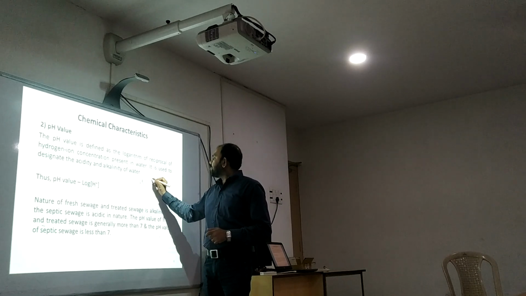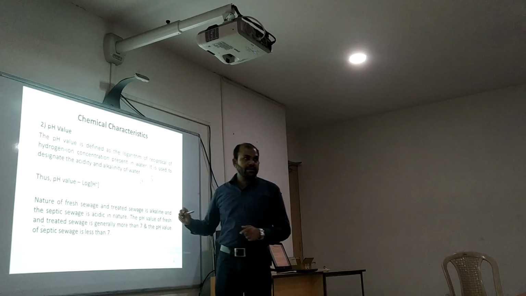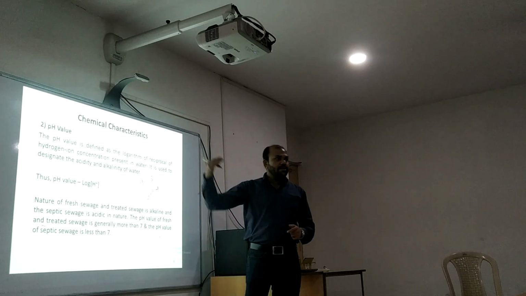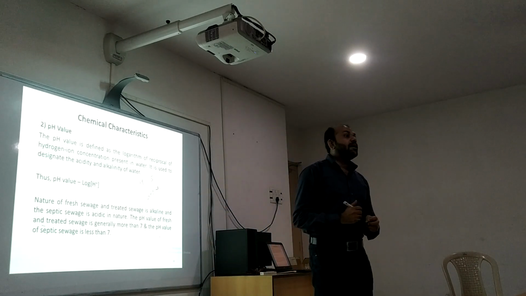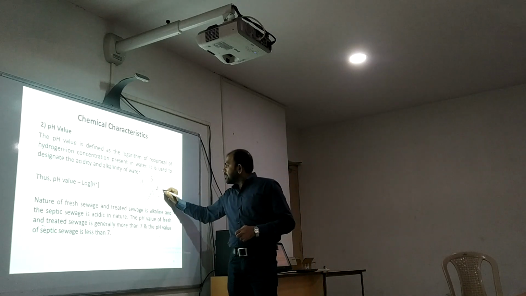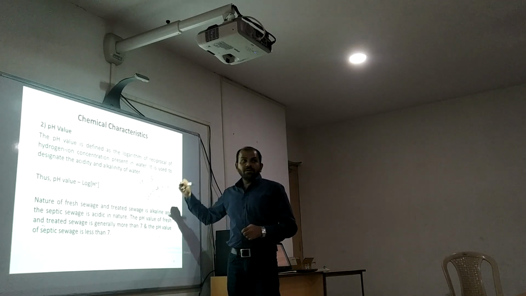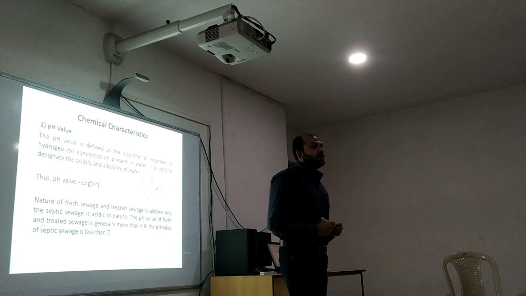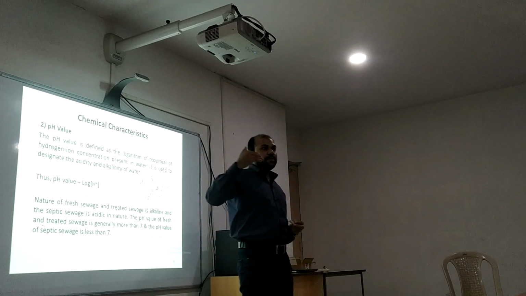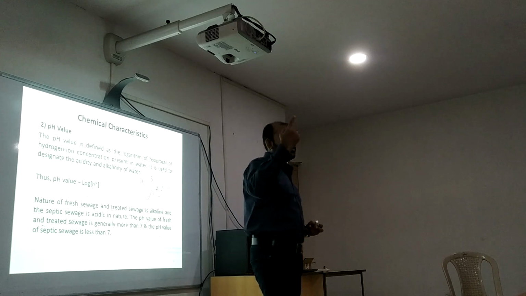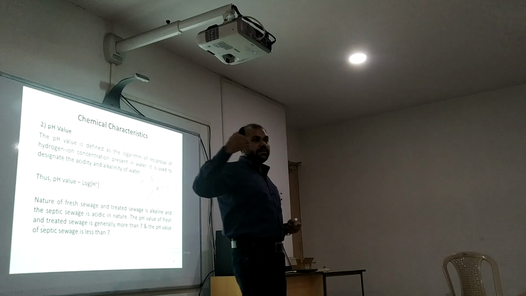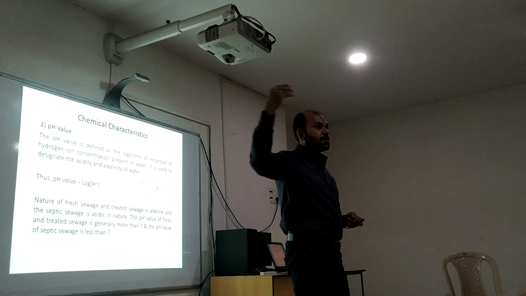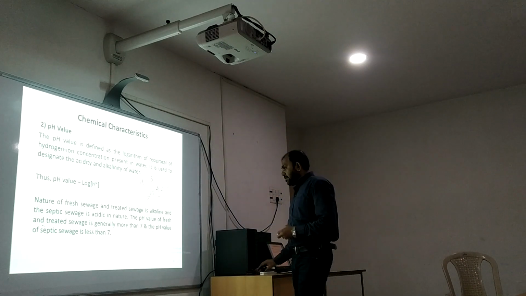One liquid has a pH, suppose, 5. Another liquid has a pH, say, 4. You know what the pH difference is? 1. But this one is 10 times more acidic with respect to the other. So this is the difference. Just a pH difference of 1 indicates that the one with lower pH is 10 times more acidic with respect to the one with higher pH.